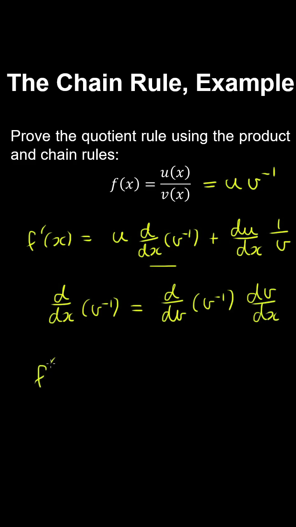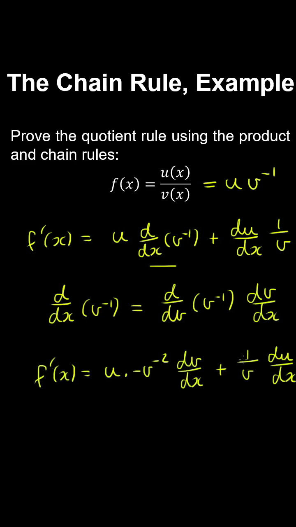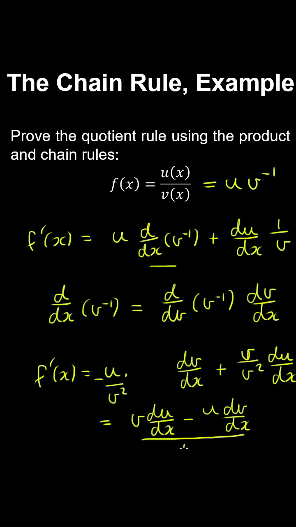And now we can write f dash of x as follows. And 1 on v can be written as v on v squared. And then v to the minus 2 is just v squared in the denominator. And we can put the negative sign over here. And therefore we get v du/dx minus u dv/dx on v squared.